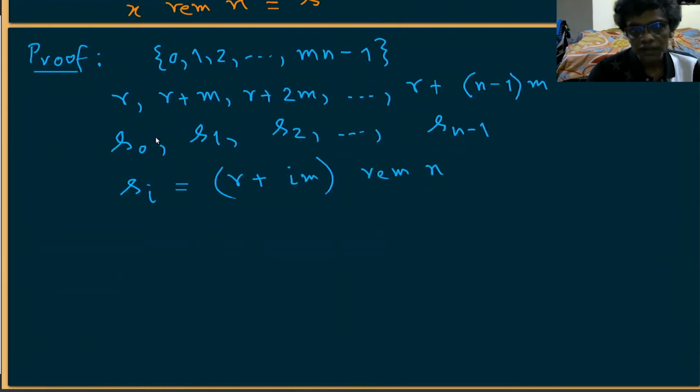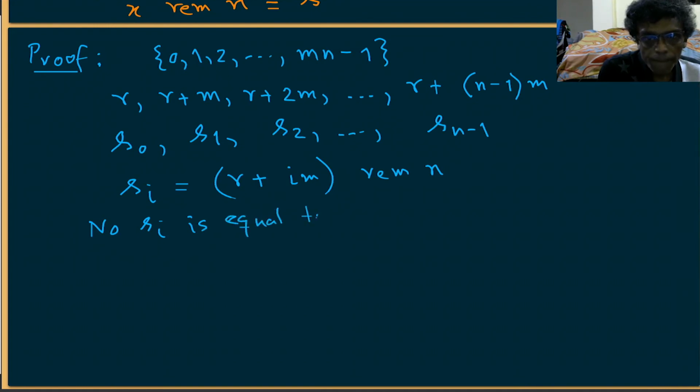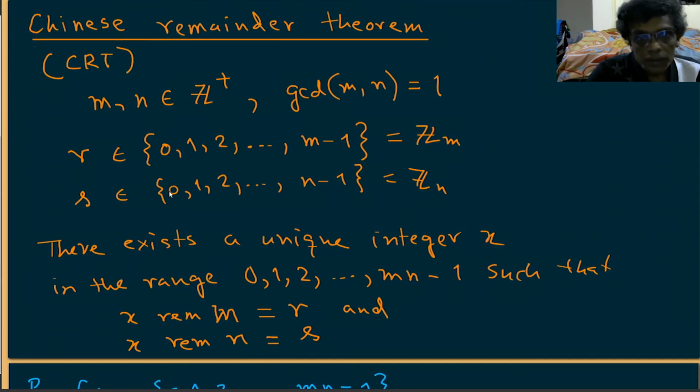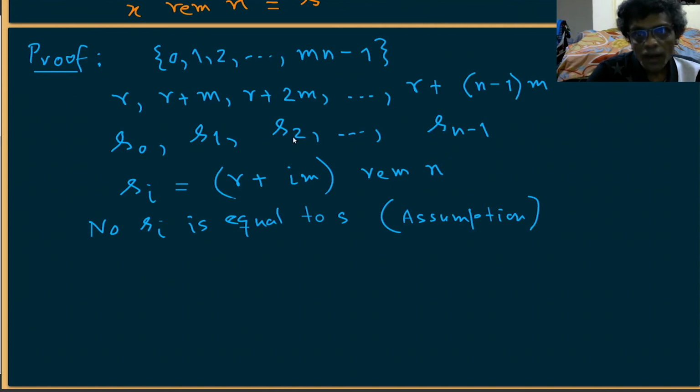So once again we proceed by contradiction. I say that no si is equal to s. This is an assumption. If that is the case, then one possibility from this set is gone. There are n possibilities and s never appears in that list, so there are now only n minus 1 remainders possible, whereas I have n remainders. So it must be that some remainder is repeated. So no si is equal to s, so n minus 1 possible remainders.